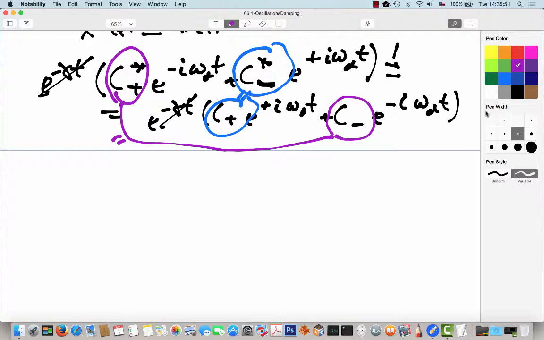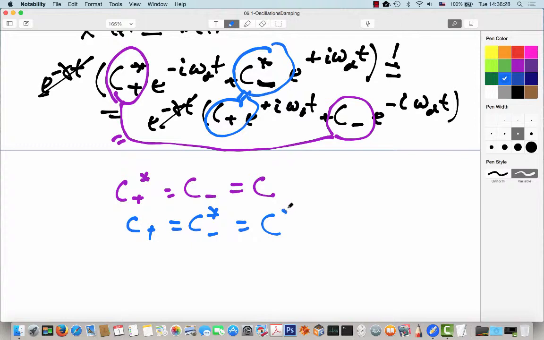Let's just go ahead and look at the purple case first. So requiring C plus star equal to C minus, let's give that name C. Well, for the blue case, we can rewrite that as C plus equals C minus star equals, well, this is just the complex conjugate of that, that's the complex conjugate of that, so it's got to be the complex conjugate of C, whatever that is.